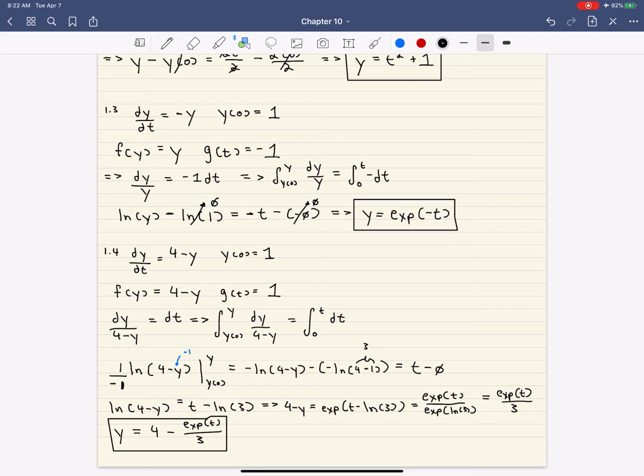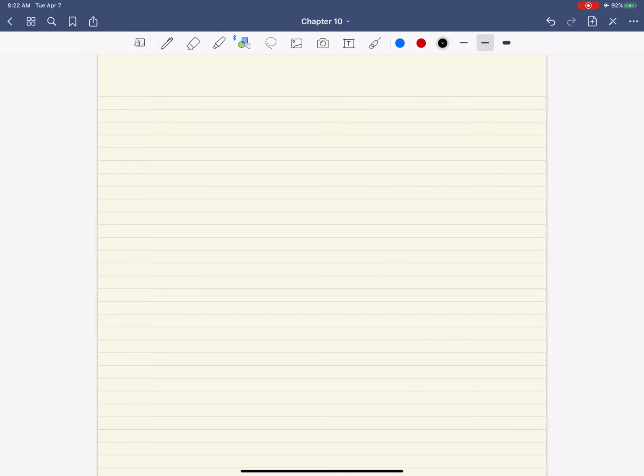I'll now move on to the last problem, or the last part of problem 1, so 1.5. Right, and so the differential equation we're working with here is dy dt is now equal, and our initial condition at t equal to 0, y is equal to 1. Okay? If we treat it as separable, what we could say is that the f of y part is y squared, and the g of t part is just 1. We'll move all the y stuff to the left-hand side, all the t stuff to the right-hand side, and then we'll integrate.